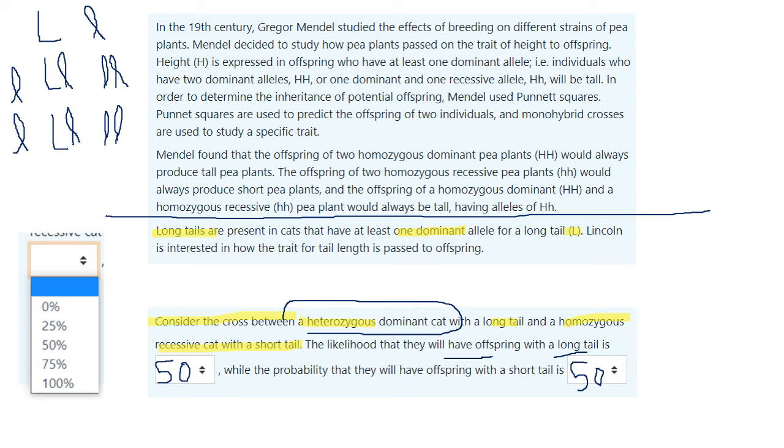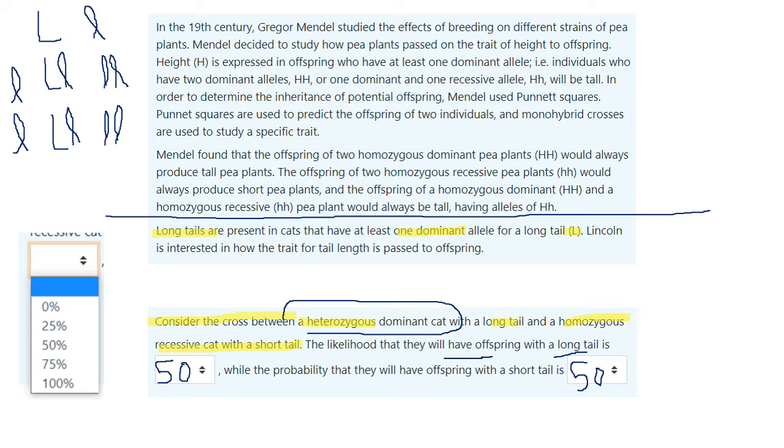inherited by the offspring. Mendel found that offspring of two homozygotic dominant plants would always produce tall plants. There is no small allele. The offspring of two homozygotic recessive plants would always produce short plants. There's no dominant allele. The offspring of a homozygotic dominant and a homozygotic recessive would always be tall. They would always get one dominant allele and one recessive allele. And the recessive allele would be carried, but it would not be visible.